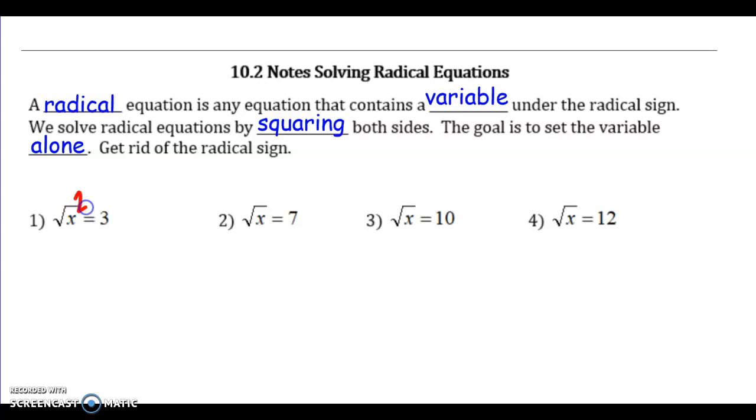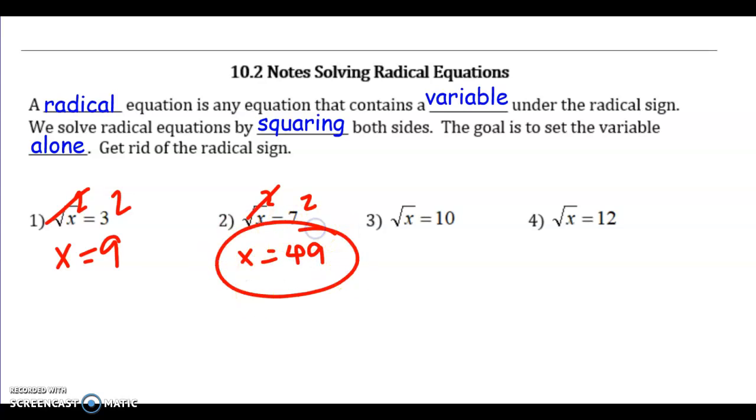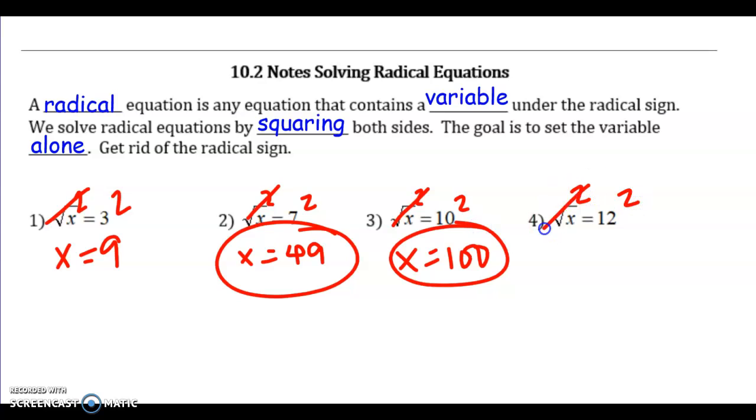So I need to square both sides. When I square a square root, it cancels, leaves me with just x. 3 squared is 9. So I'm going to do the same thing on each of these. I'm going to square and square, and x equals 49. Okay? And if I square and I square, x equals 100. And finally, square and square, x equals 144.